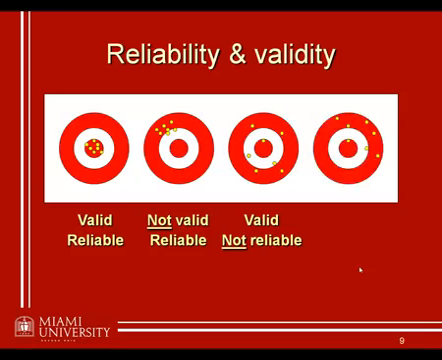And finally, you can think about a situation such as this one, where not only are our measurements all over the place, but even on average, they're not really even in the neighborhood of where we want them to be. A situation where we lack both reliability and validity.